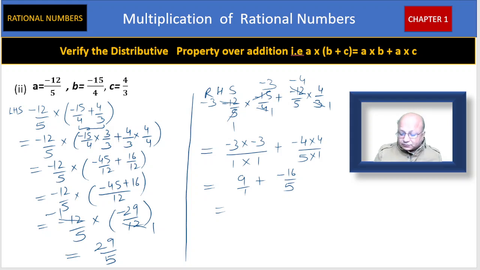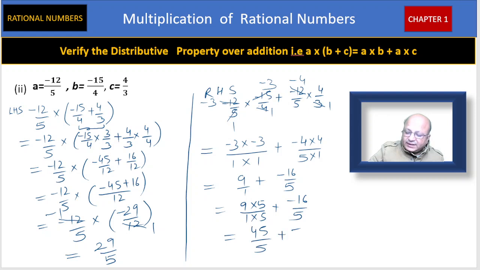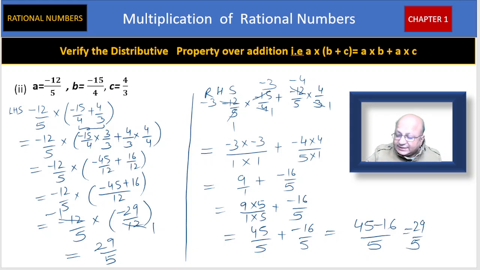So यहाँ पे जो LCM है 5 और 1 का वो है 5. So multiply first fraction with numerator with 5 and denominator with 5 plus minus 16 upon 5 as it is रह जाएगा. तो इक्वल टू 45 अपॉन 5 प्लस माइनस 16 अपॉन 5 इज इक्वल टू 45 माइनस 16 अपॉन 5 is equal to 29 upon 5. So LHS is equal to RHS. So distributive property over addition is proved in this case.